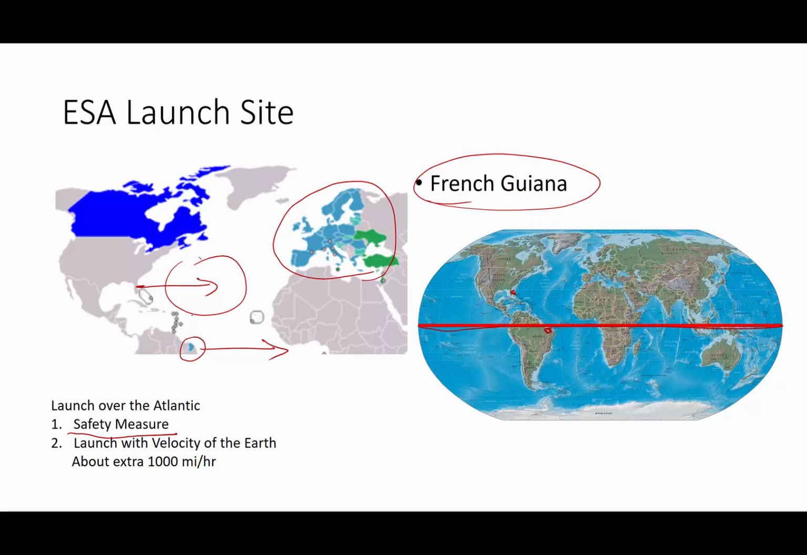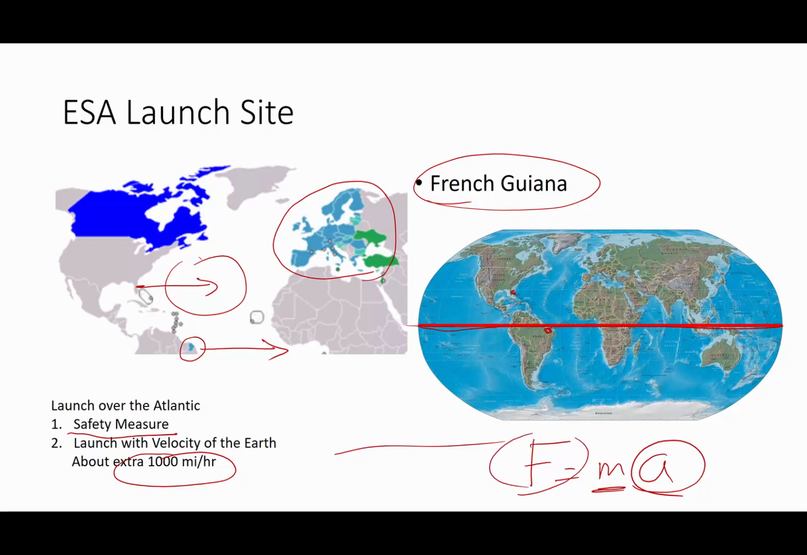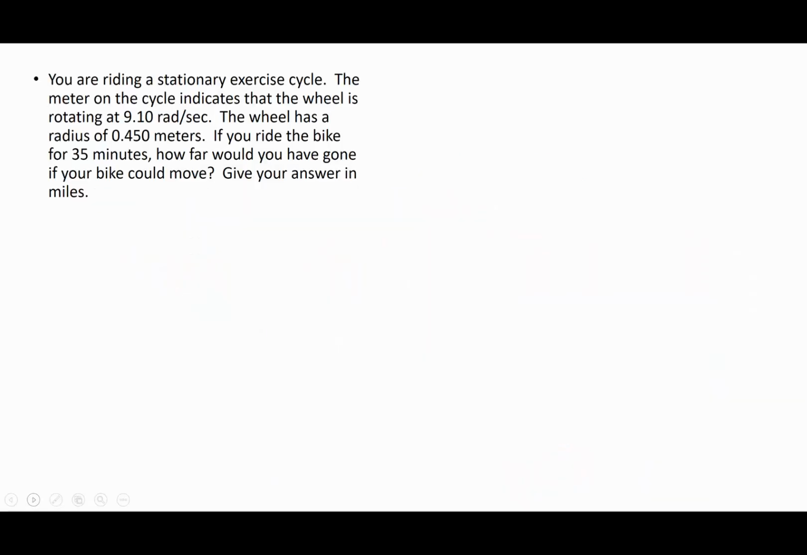The other advantage is the closer you can get to that equator, it's that extra about 1,000 miles an hour you don't have to produce with a rocket. You are shooting it off of a ball that's spinning at 1,000 miles an hour, and it takes a lot of energy to accelerate a mass up to a high velocity. And so it is to the advantage of the space agencies.